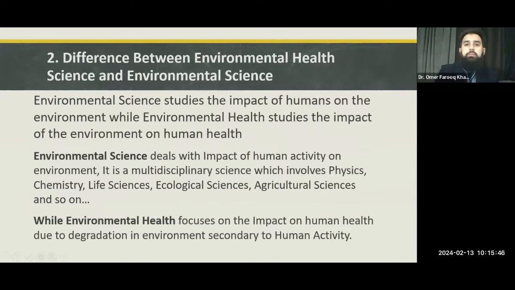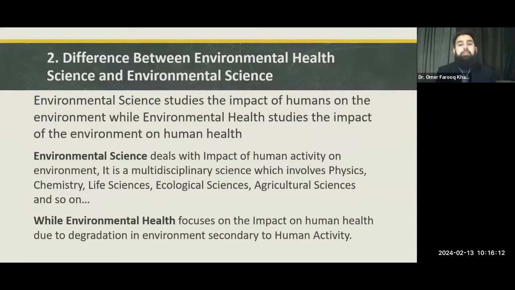Then there needs to be a clear understanding. So I took my time and wrote about this difference between environmental health science and environmental science. If we talk about environmental science, then that is a whole different story. And if we talk about environmental health science, that is a completely different thing.